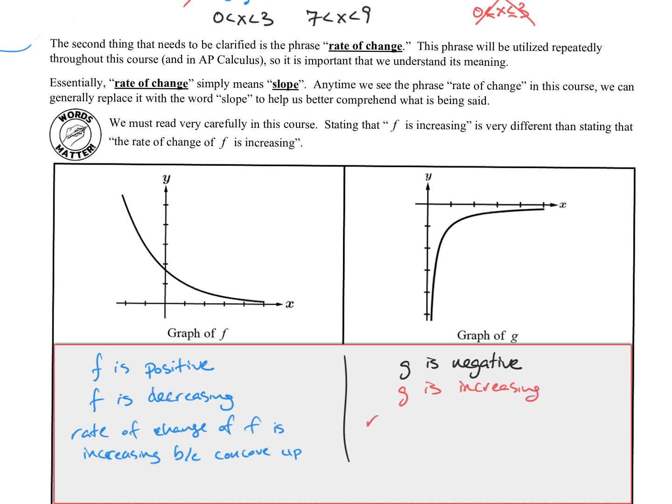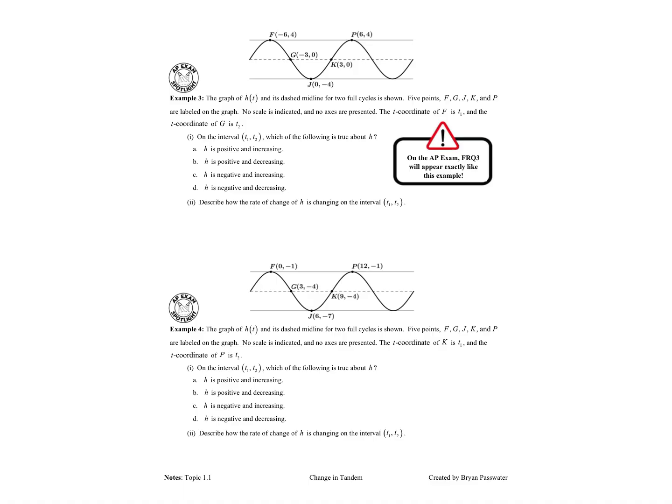All right. And then the rate of change. What is the rate of change of F, or G in this case? Is it increasing or decreasing? Decreasing. Why? Because it's concave down. All right. Pretty simple. All right. Let's keep going. Here we go. We got lots of examples.